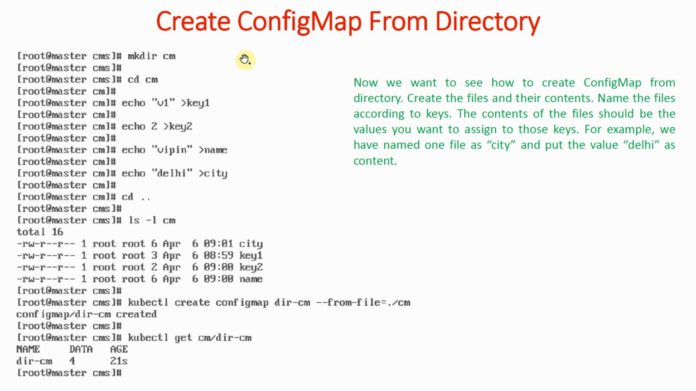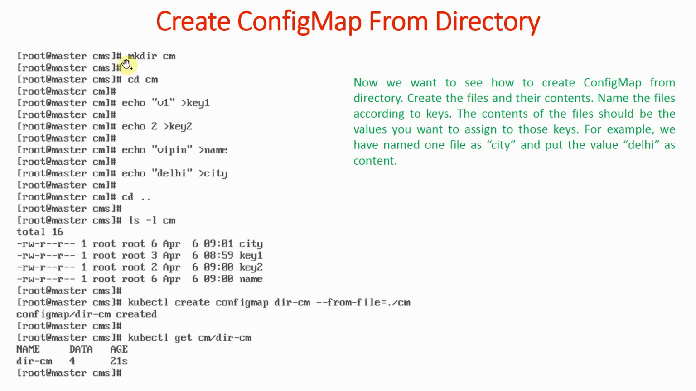Now we are going to create a config map from a directory. We want to see how to create a config map from a directory. In our case we are going to create the files and their content, naming the files according to keys. The content of the file should be the value you want to assign to those keys. For example, we have named one of the files city and put the value Delhi as its content.